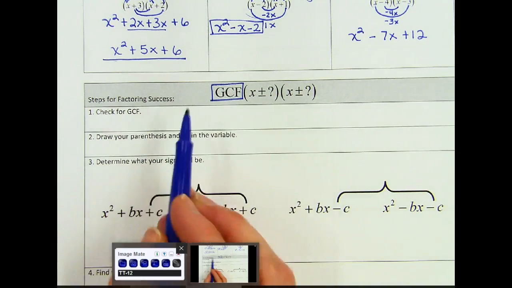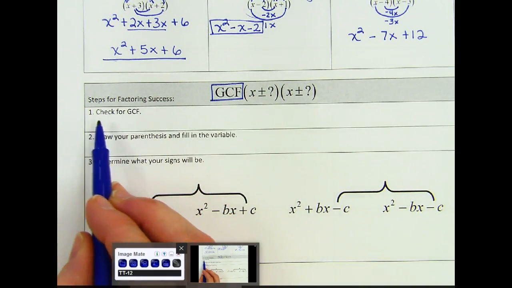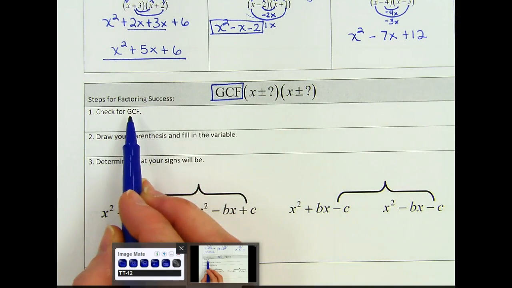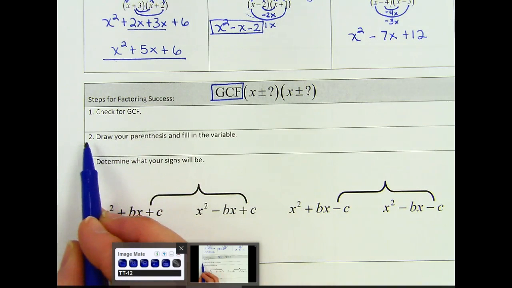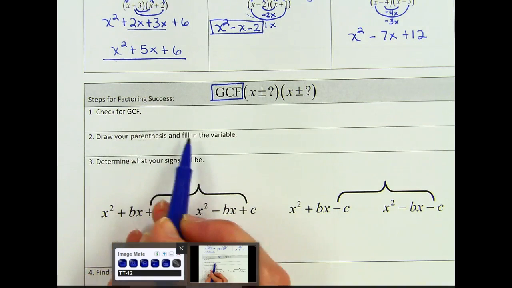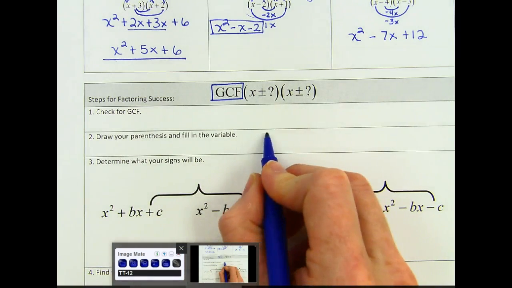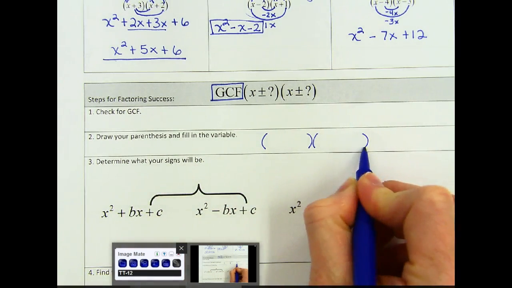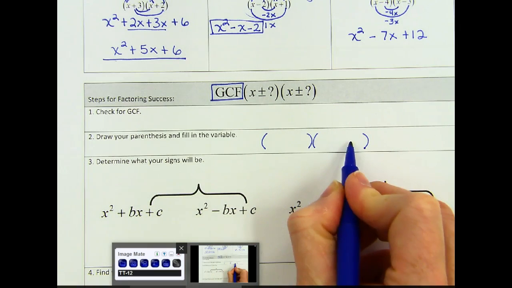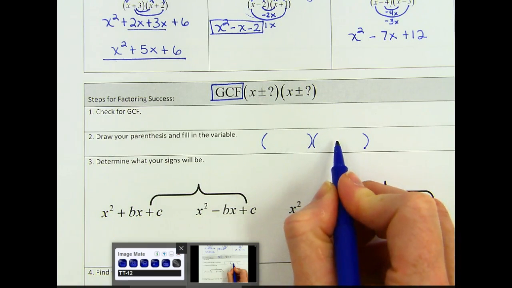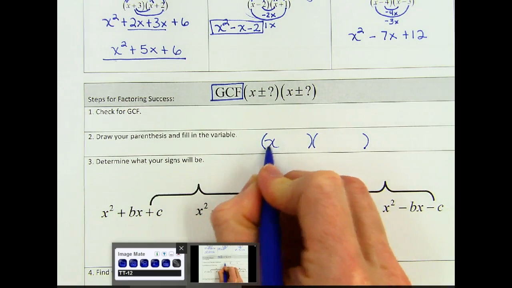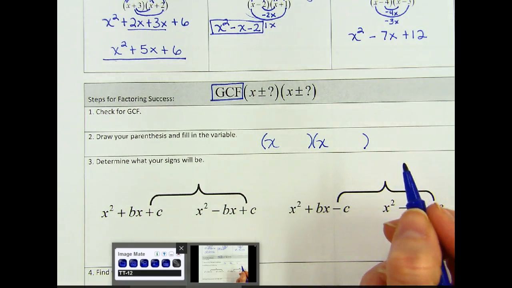So, steps for factoring success. Step 1, you check for your greatest common factor. You did that yesterday. Step 2, draw your parentheses and fill in the variable. So you'll go parenthesis, parenthesis, because remember we're doing a trinomial that will break down into two binomials. And you're going to say x and x.